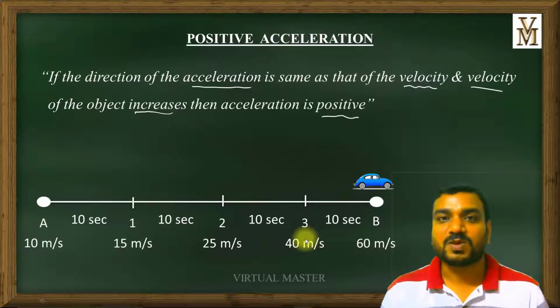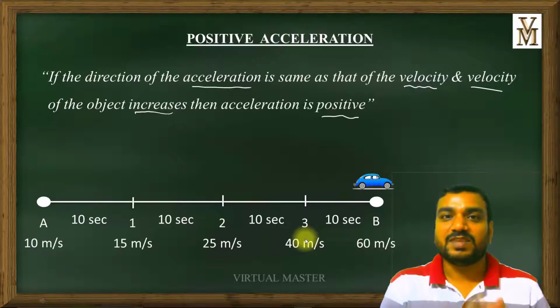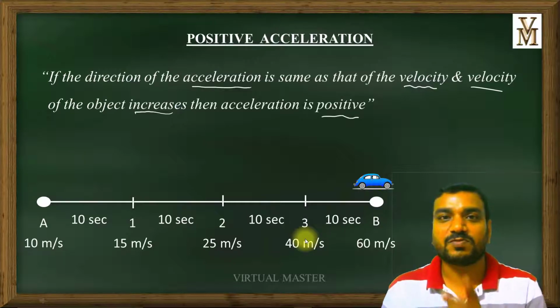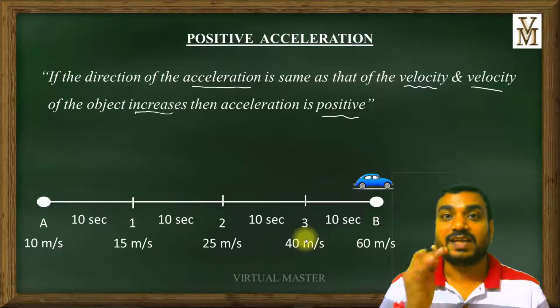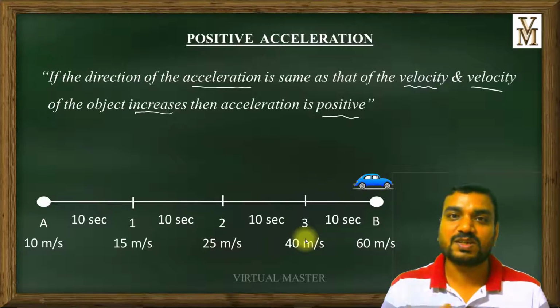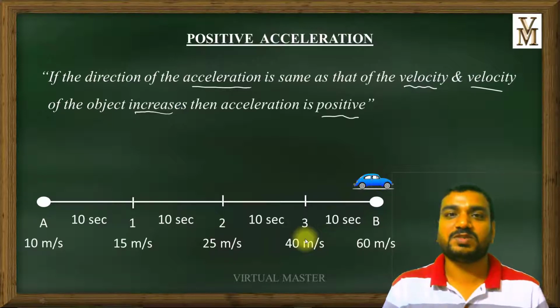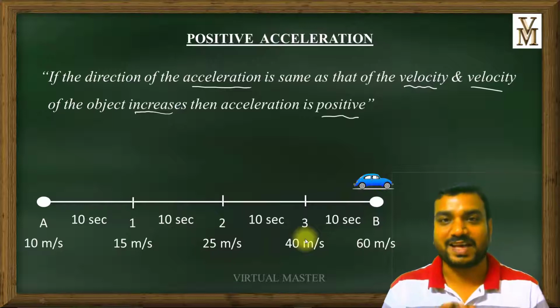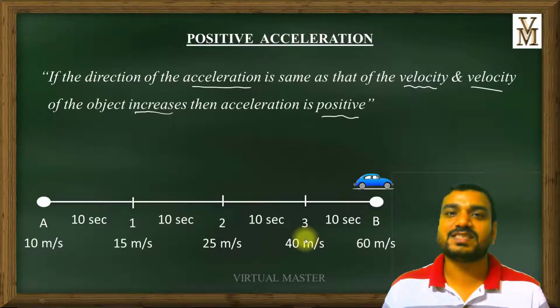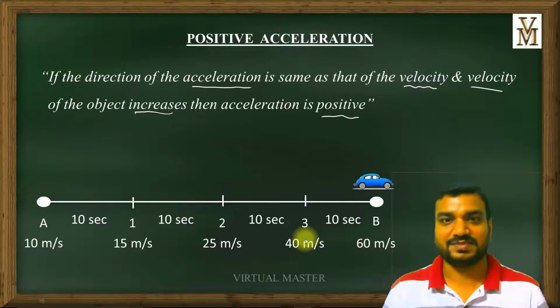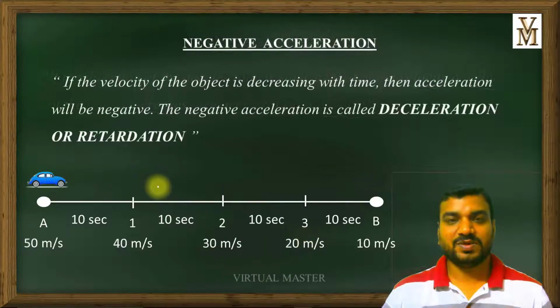What is positive acceleration? If the direction of the acceleration of the object is the same as the direction of velocity of the object and the velocity of the object goes on increasing, then we say that the object is having positive acceleration. I hope everyone has understood the concept of positive acceleration. Now let us discuss negative acceleration.